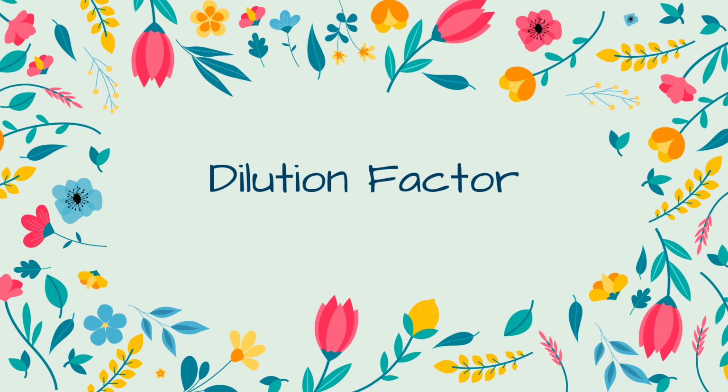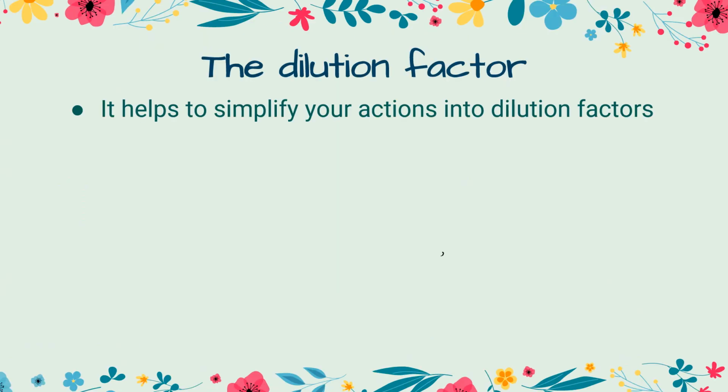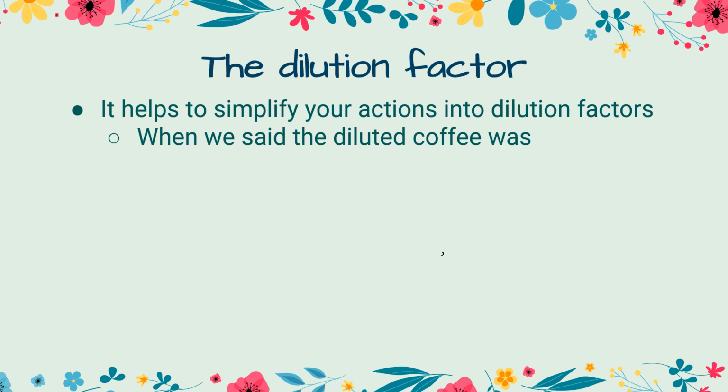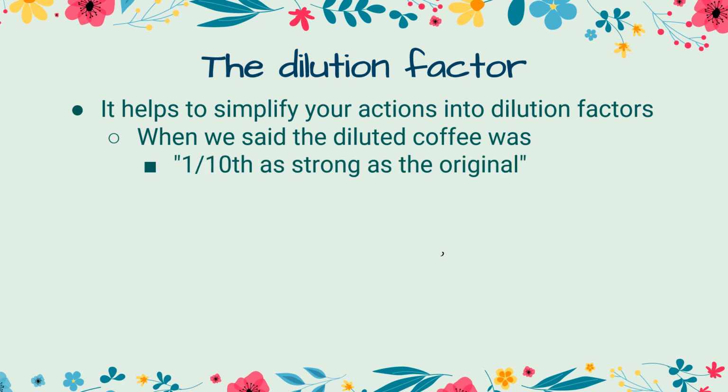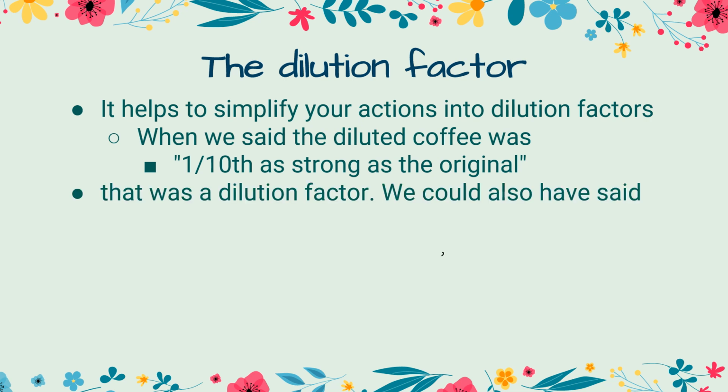So how do we do this? We look at a dilution factor. The dilution factor helps to simplify your actions for serial dilutions into dilution factors. And when we say that the diluted coffee was 1/10 strength as strong as the original, we're talking about the dilution factor. We could have also said the dilution factor was 1/10 or 0.1, depending on what the question is asking you or how you would like to do it.